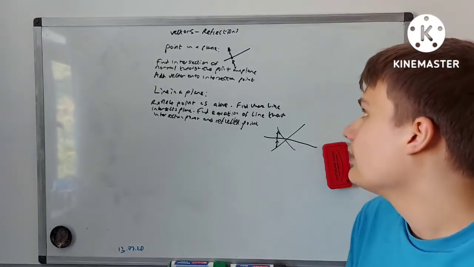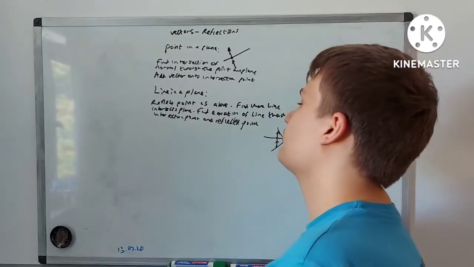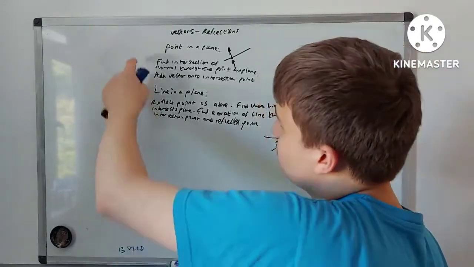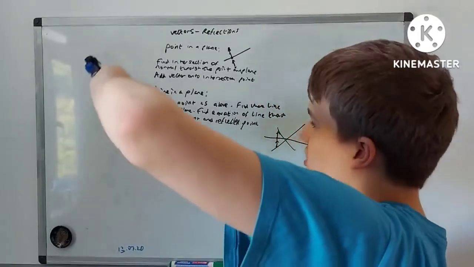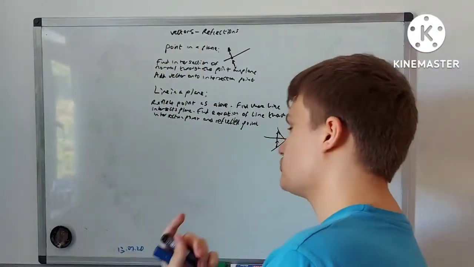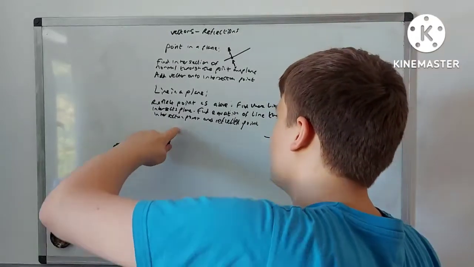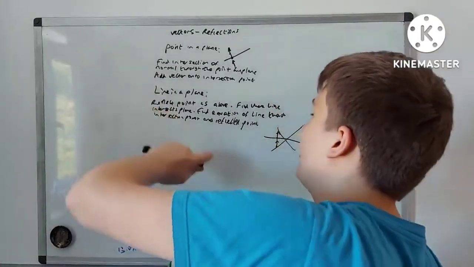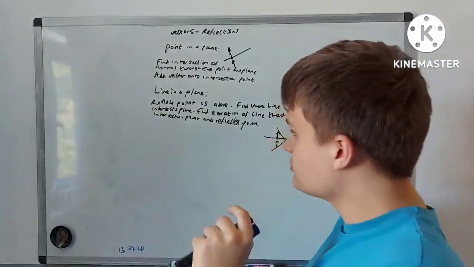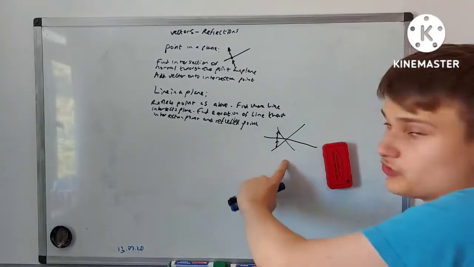i.e. reflecting it. For a line in a plane, this is what I consider the hardest thing in Tokyo 1 vectors, and we're going to reflect the point as above that we've done there. We're going to find where the line that we've got intersects the plane, which is not so bad to do. And we're going to find the equation of the line through the point of intersection that we've found here, and the reflected point.